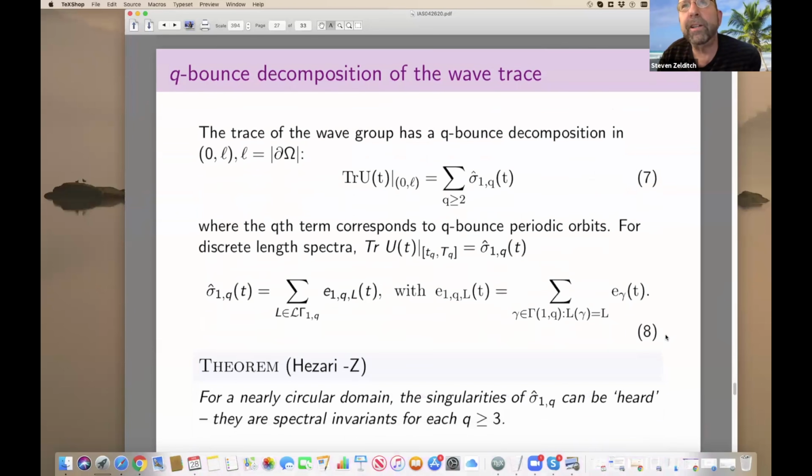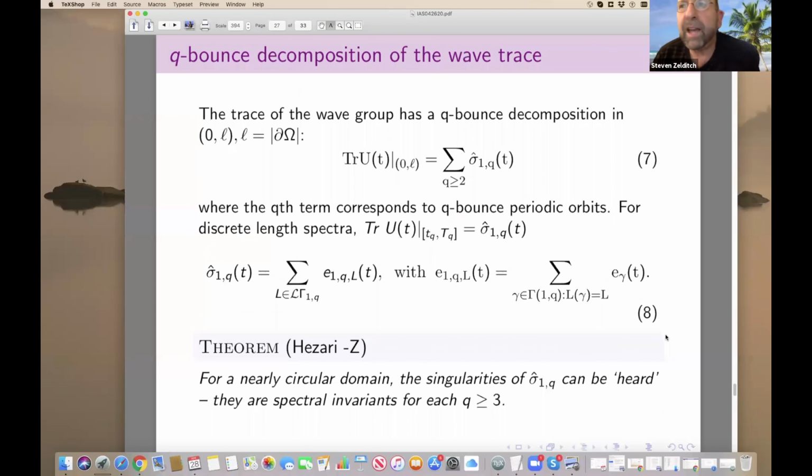We actually use a really nice idea that was, I think, due to Melrose and Marvizi, that you can break up the wave trace into terms corresponding to the number of bounces off the boundary. This is really due to Chazarain. You can write a parametrix for the wave group in terms of the number of bounces, but Melrose and Marvizi used it to show that you can decompose the wave trace. So these sigma hat 1/q's are the contributions from the periodic orbits with q bounces off the side and winding number 1.